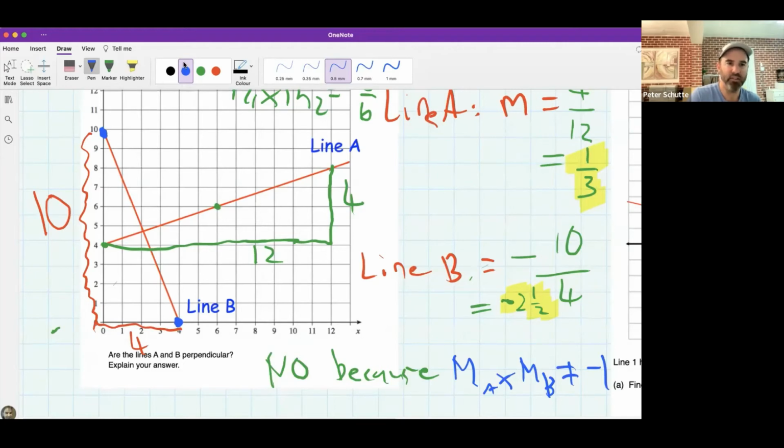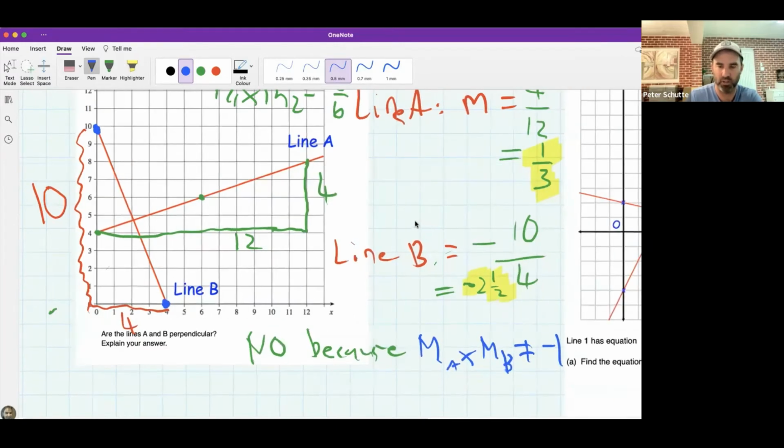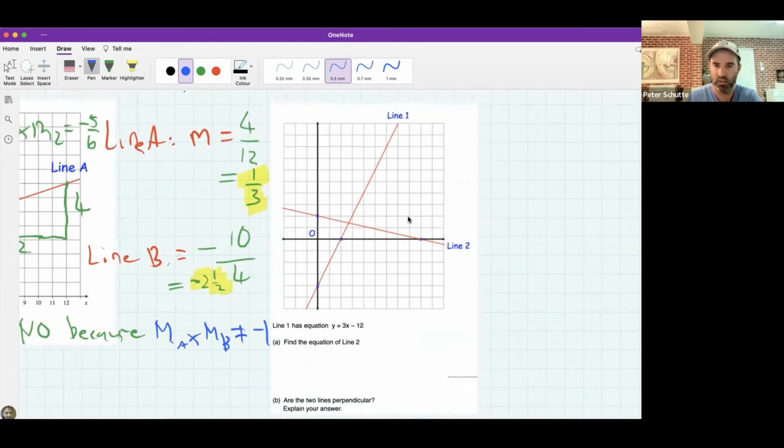Okay, so that was a bit of a tough one to start with, but basically, if two lines are perpendicular, you would expect them to have a product of -1. Another way of saying it is that sometimes we say they're negative reciprocals. Okay, but let's do another example just like this, just to help us here.